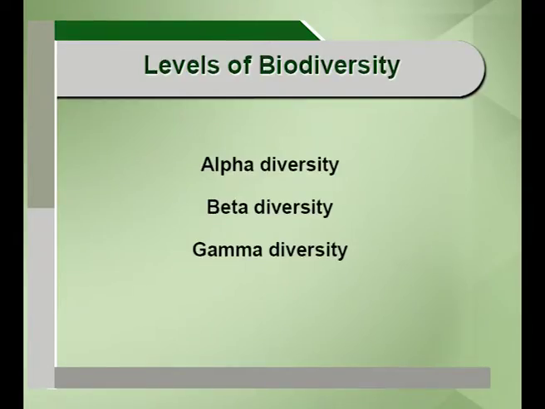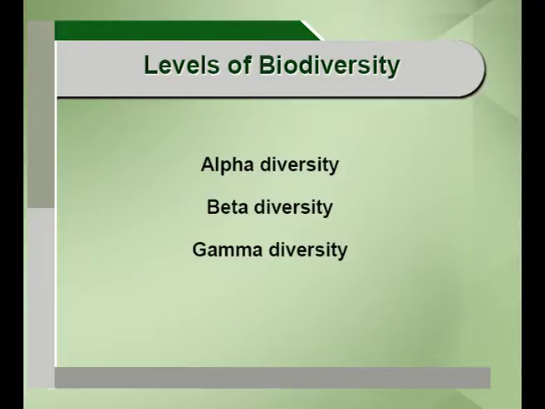Now coming to the levels of biodiversity, there are three main levels of biodiversity: alpha diversity, beta diversity and gamma diversity. Alpha diversity is within-community diversity. This is a diversity which is within a community, and usually it is expressed as the number of species in an ecosystem. The second type of biodiversity is beta diversity.